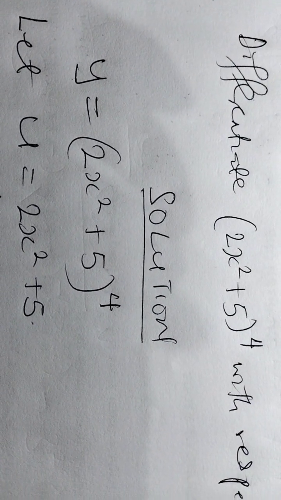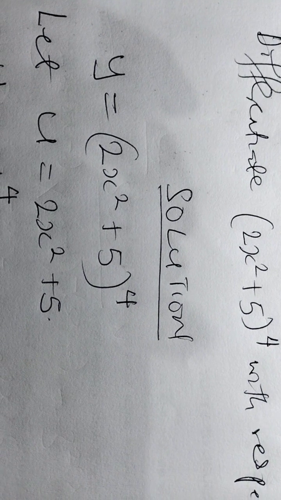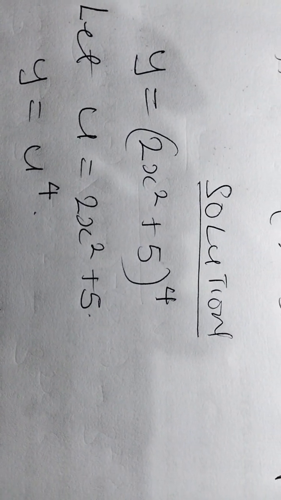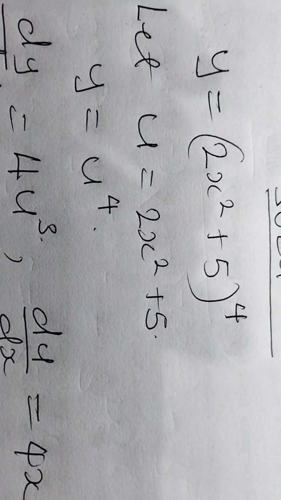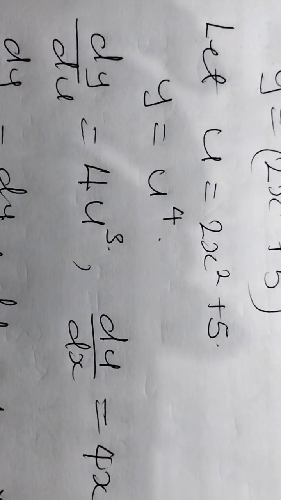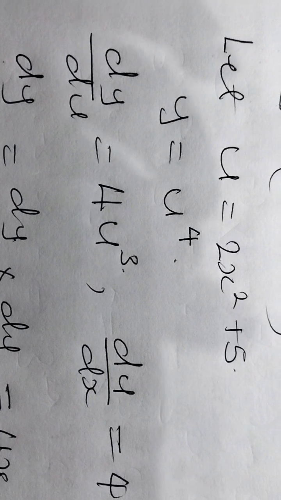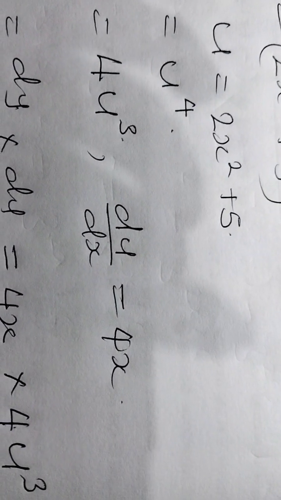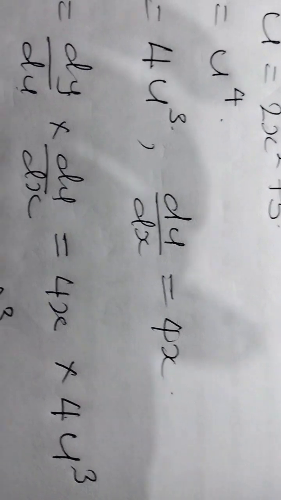y equals (2s squared plus 5) raised to power 4. So we can say let u be equal to 2s squared plus 5, and therefore y will now become u raised to power 4. We'll find dy over du, that gives us 4 times u raised to power 3. We'll also find du over ds, that gives us 4s.